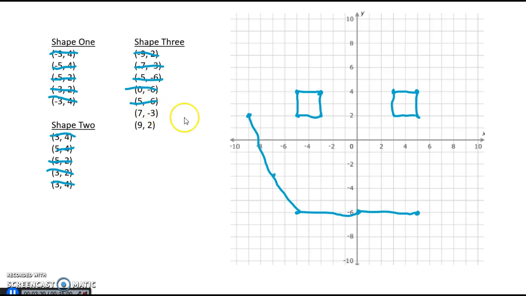Cross it off. Then I go to 7, -3, so right 7, down 3. Connect that one. And my last one is 9, 2. And I connect that. So I don't make a line going from 9, 2 to -9, 2 because there isn't a -9, 2 on my last number. So this is what we call an open shape, and that is okay.